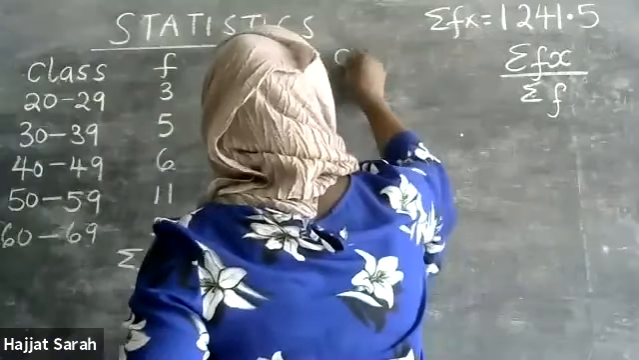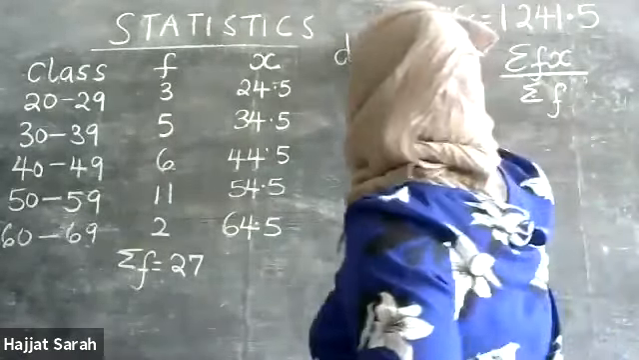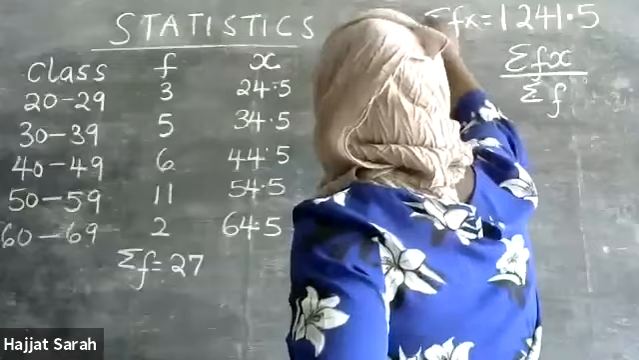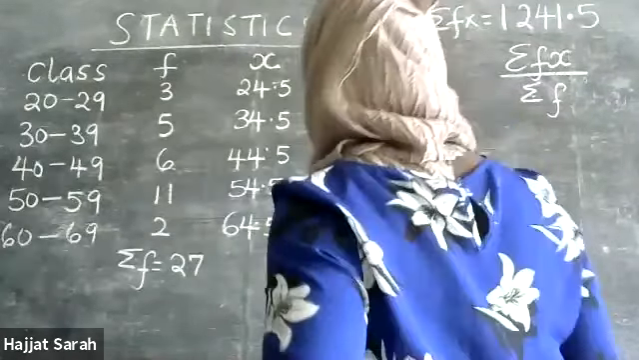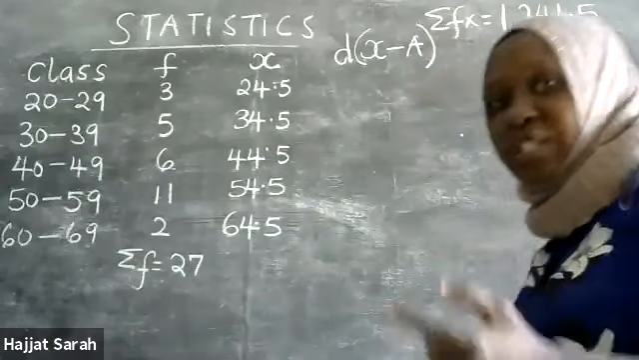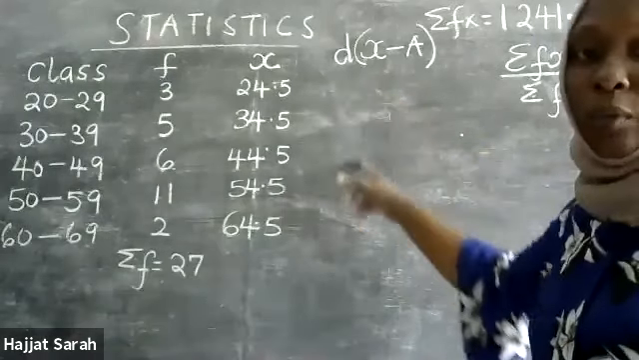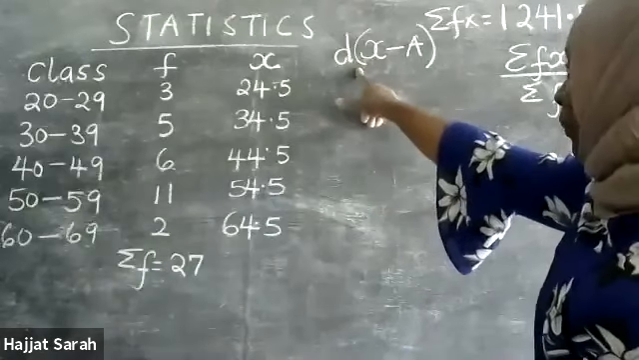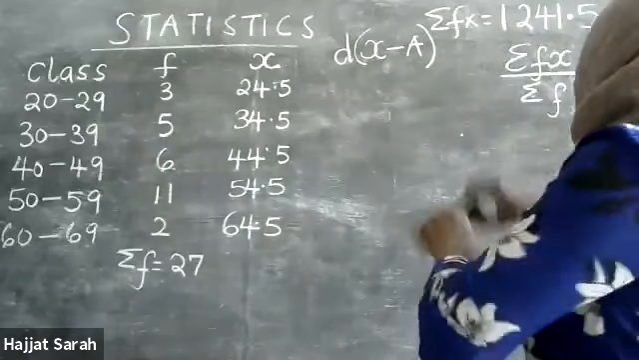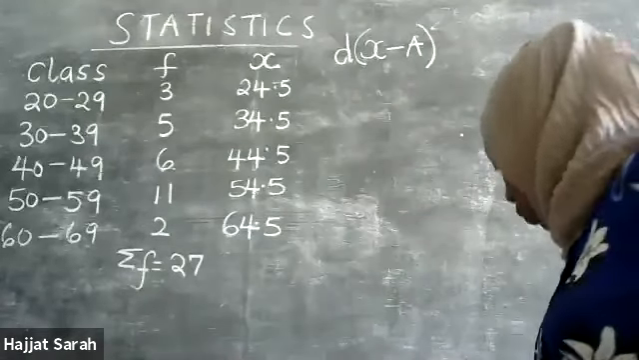We create a new column, which is represented by the letter D. And what does D mean? It will be our class mark minus the working mean. The letter that represents the working mean is a capital letter A. So if they tell you to use a working mean to find the mean, we create another column, D. Okay? And what does D represent? It is our class mark minus the working mean they've given us.